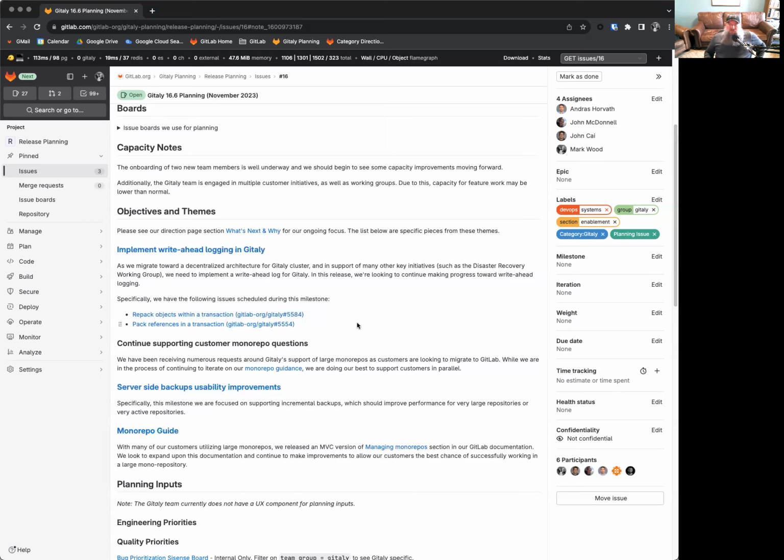We have the following issues scheduled during this upcoming milestone, things around repacking objects within a transaction and packing references in a transaction. Again, we're trying to fix the pack and repack areas around transactions for write-ahead logging, and that's the next iterative step forward in write-ahead logging.